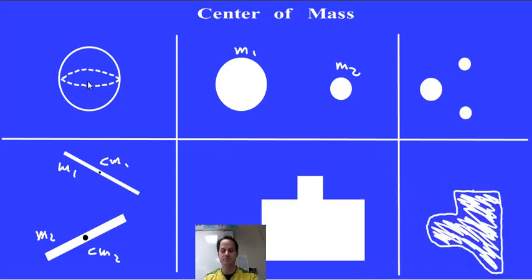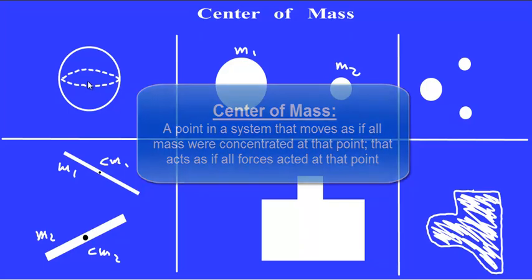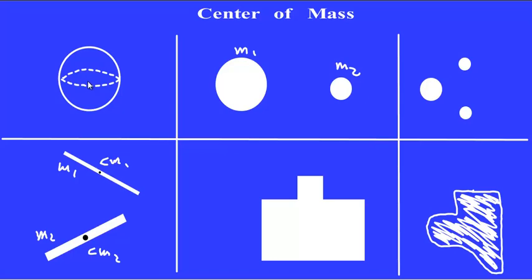Let's get started. On the screen you see a series of shapes. Some are individual objects and some are collections of objects. The center of mass is simply that point in space at which we can consider all the mass to be concentrated. In other words, this object and an equal massed object that is just a point mass would behave the same.